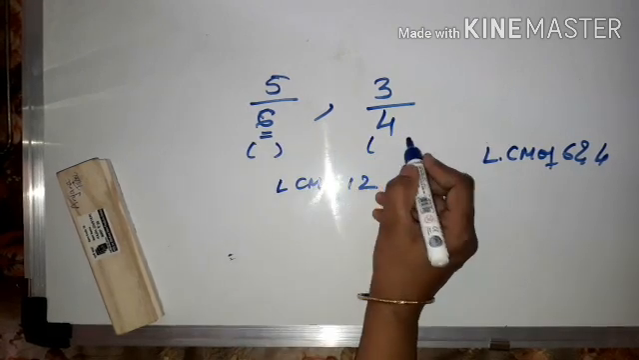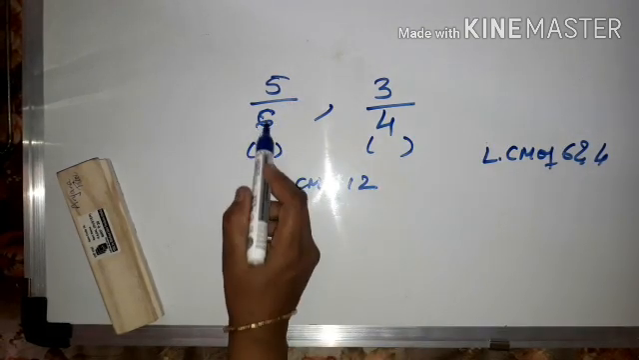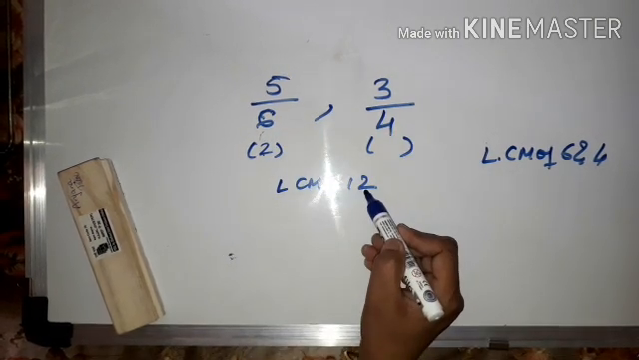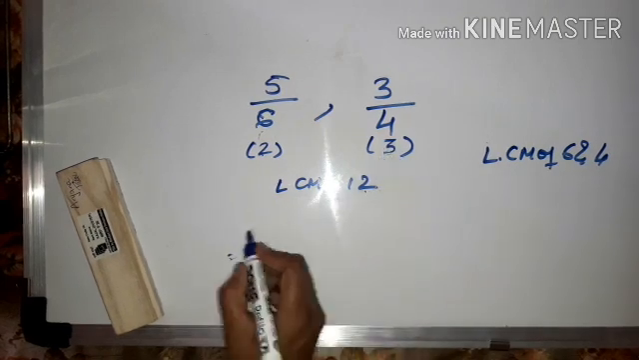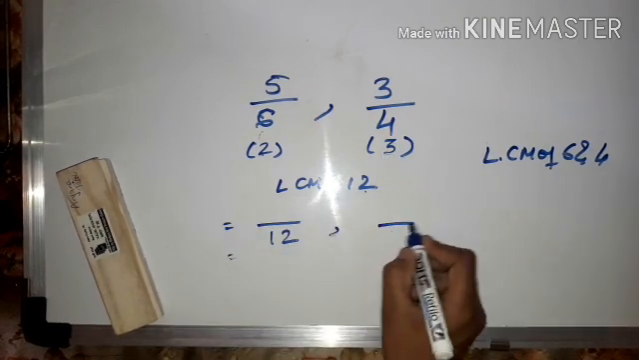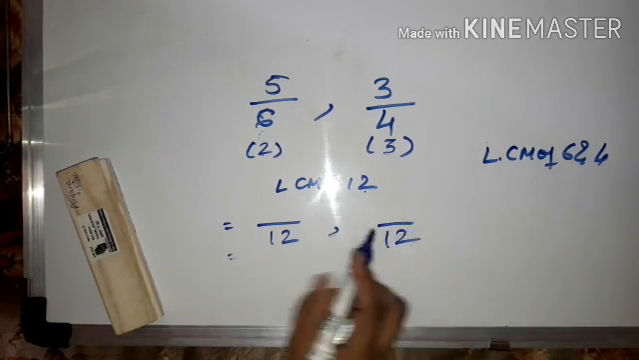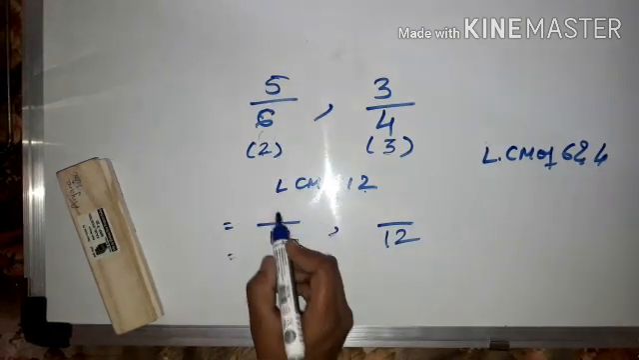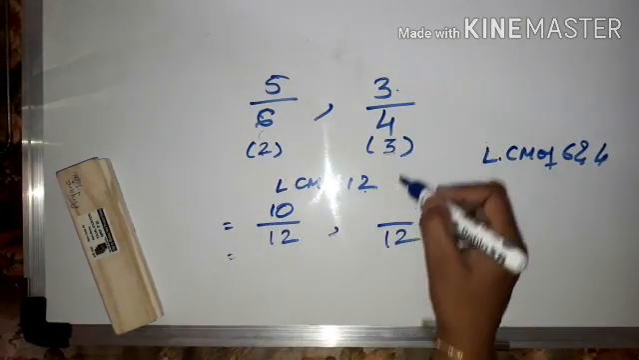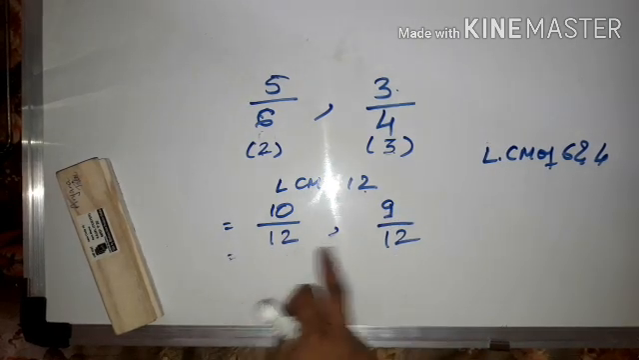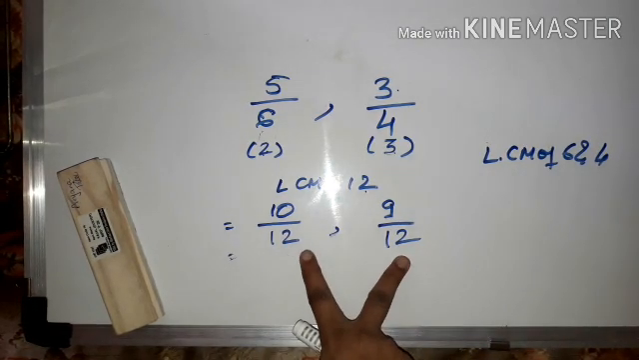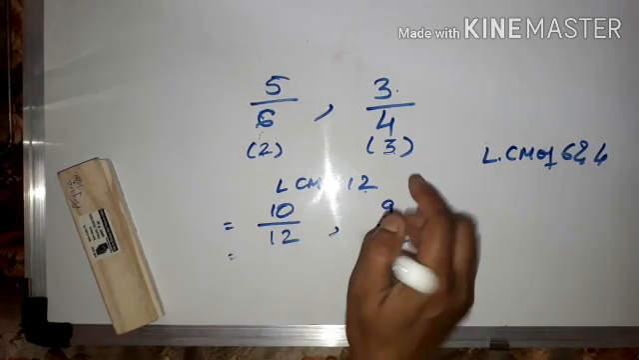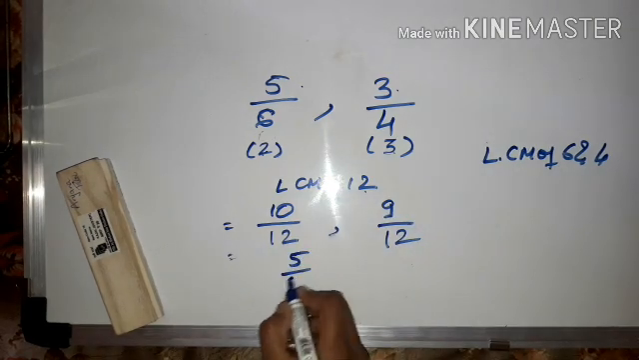Now write the small brackets over here. Think that 6 into which number is 12? 6 twos are 12. 4 into which number is 12? 4 threes are 12. Now write here 12, LCM, in the denominator. Multiply the bracket terms with the numerator. So 5 twos are 10 and here 3 threes are 9. So now you have the denominators to be equal. So when denominators are equal, bigger the numerator is bigger the fraction. So 10 is greater than 9. So this fraction 5 by 6 is greater.